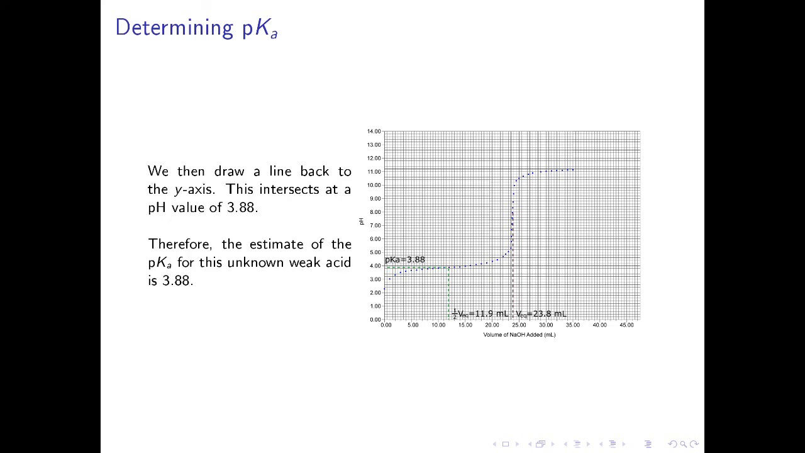Then we draw a line back to the y-axis. Where this intersects is a pH value of 3.88 in this particular example. This pH value should be equal to our pKa for our weak acid. Therefore, the estimate of the pKa for this unknown weak acid is 3.88.